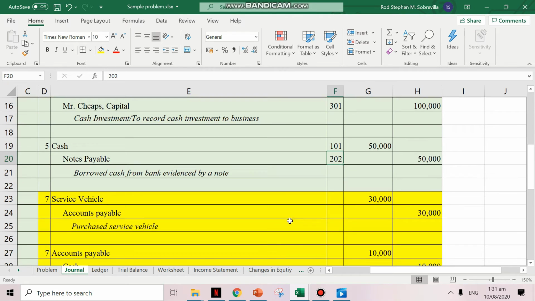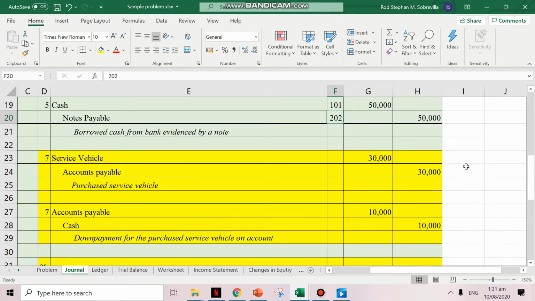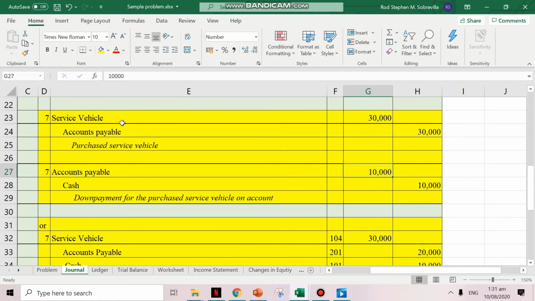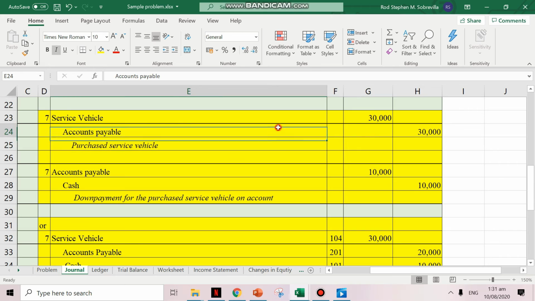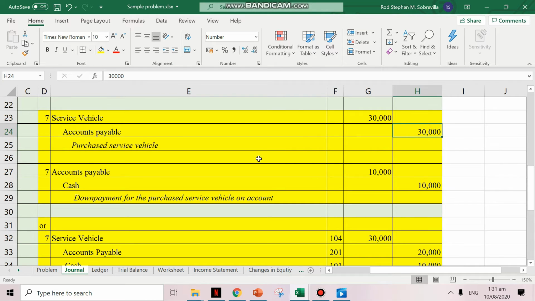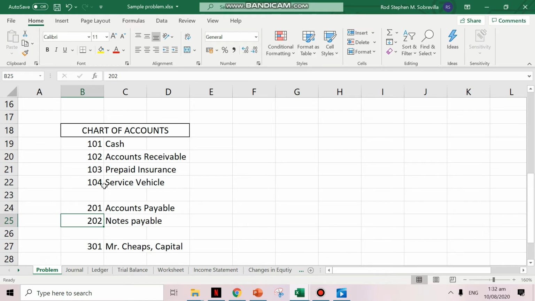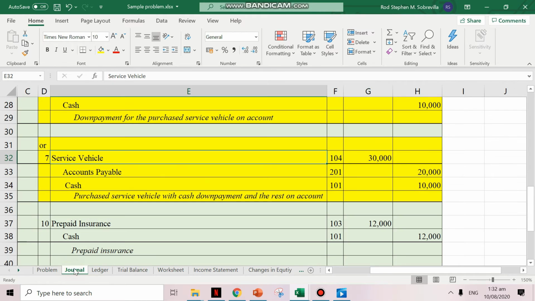So, posted na yan. And then, yung ginamit ko dito is yung compound. Pero, again, sabi ko nga, any will do. Pwede mong i-post yan sa service vehicle, and then post mo to sa accounts payable. Increase. Tapos bilang mamaya magdi-decrease and then decrease. Pero, ito na lang for simplicity. So, service vehicle. So, account number yan? 104. And then, magkano? 30,000, diba?